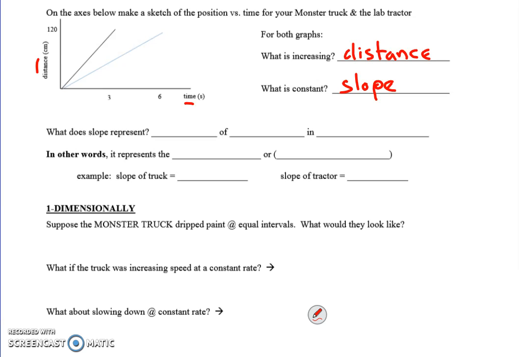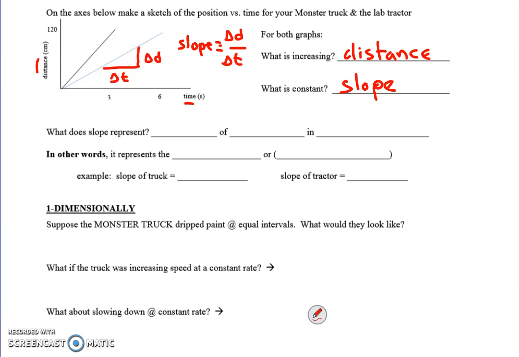So what does a slope represent? Well, if I were to find a slope of this one line, I would take a change in the y value over the change in x value. But we're not dealing with x and y. What are we really dealing with? Well, the y is the distance, so it's really just a change in distance. And the x value is, of course, change in time. So if the slope is change in y over change in x, in this case, it's nothing more than change in distance over change in time. That's what you're really finding.